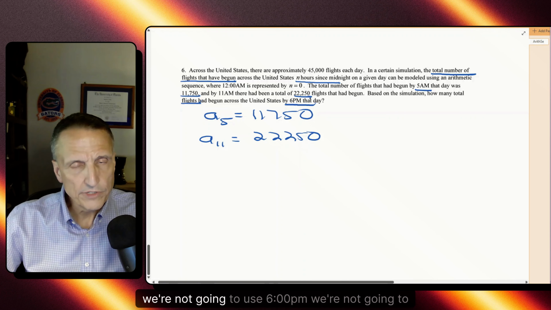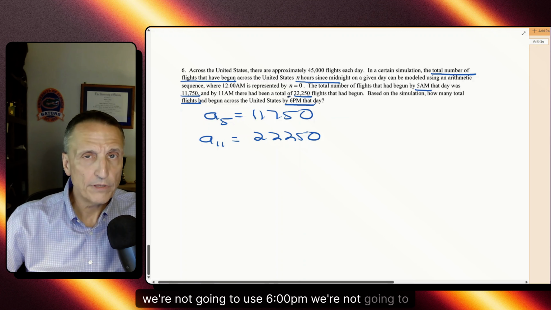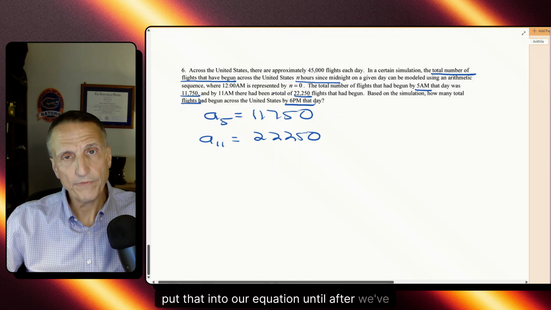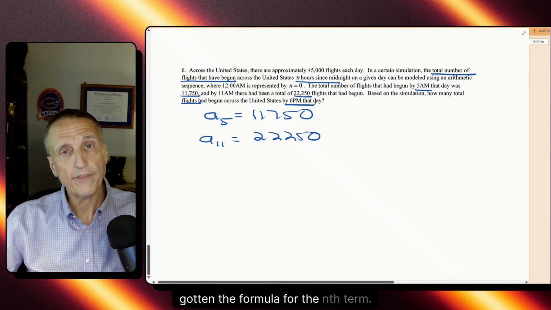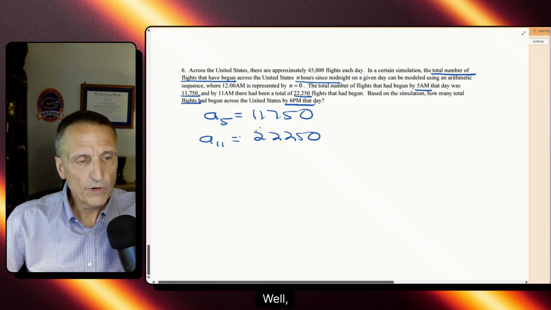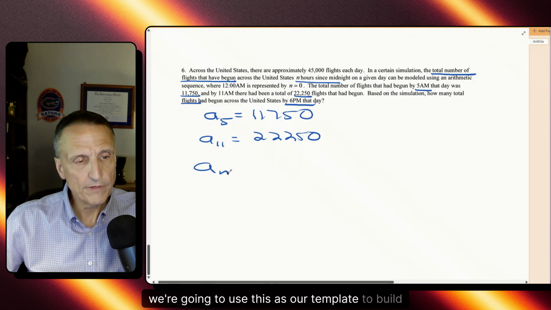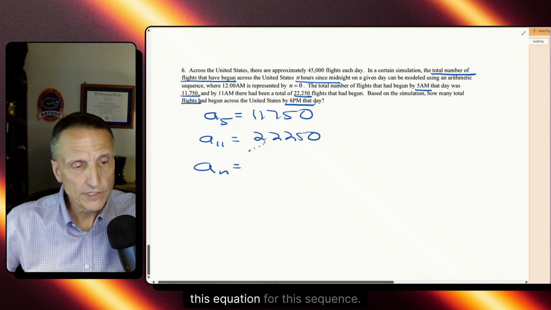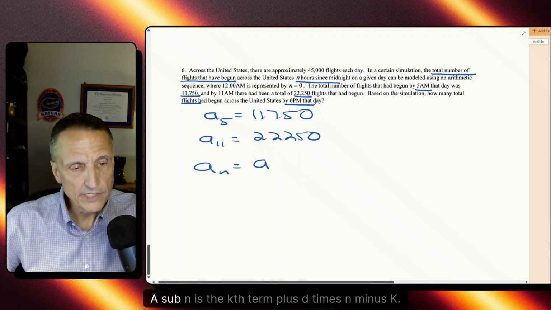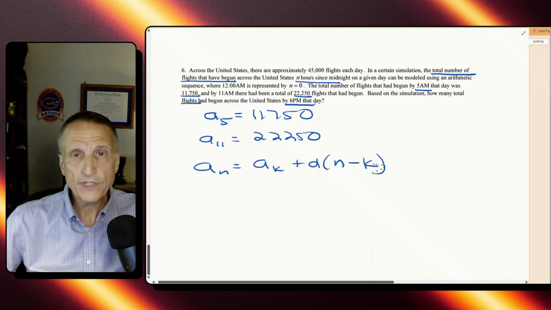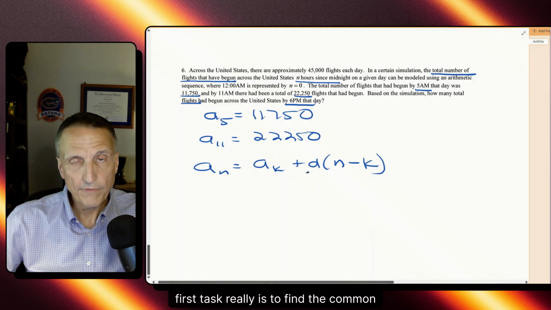So first, we're not going to use 6 p.m. We're not going to put that into our equation until after we've gotten the formula for the nth term. Well, we're going to use this as our template to build this equation for this sequence. A sub n is the kth term plus d times n minus k. Our first task really is to find the common difference.